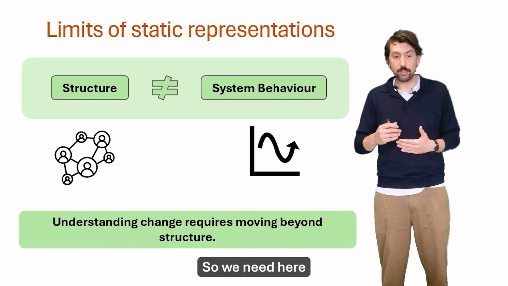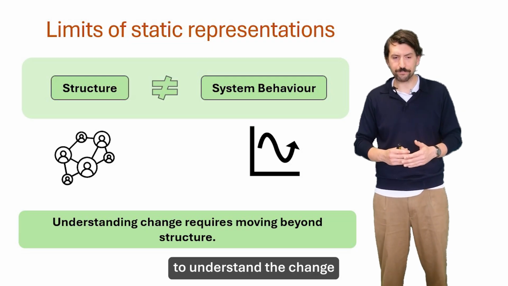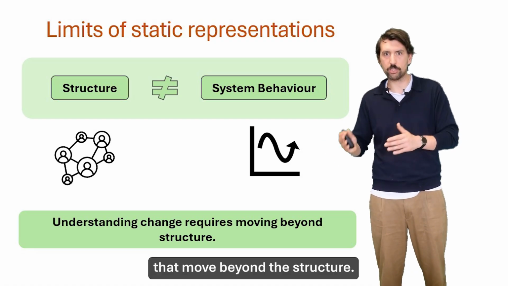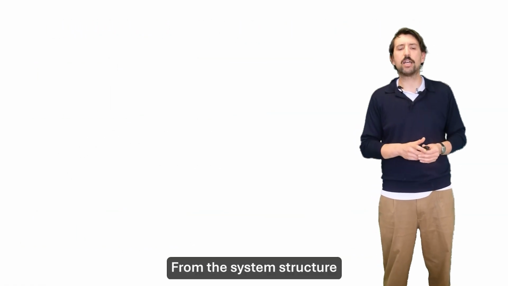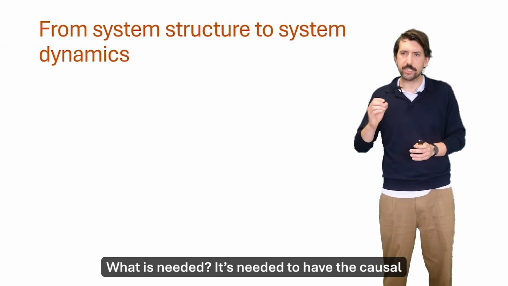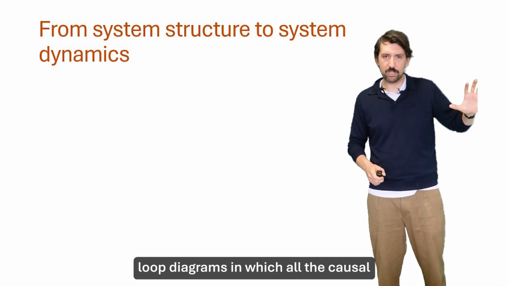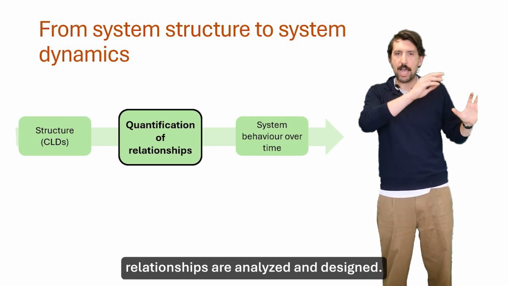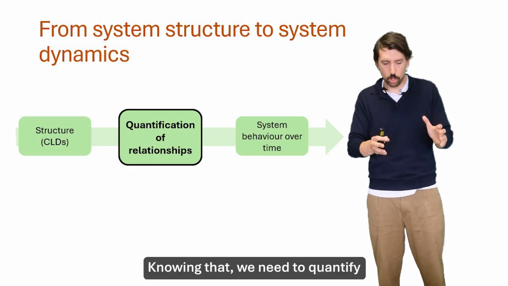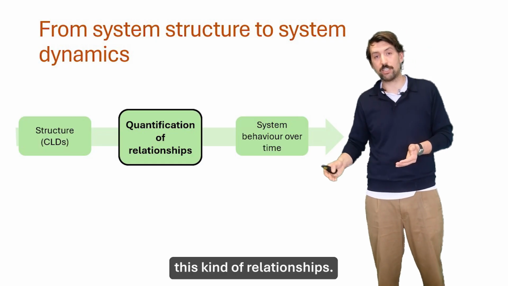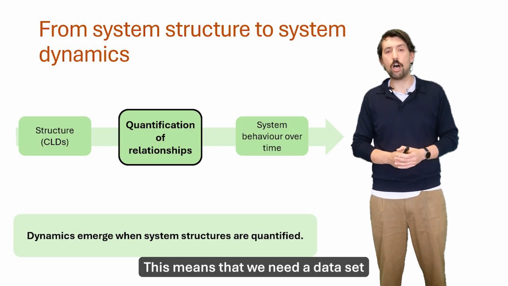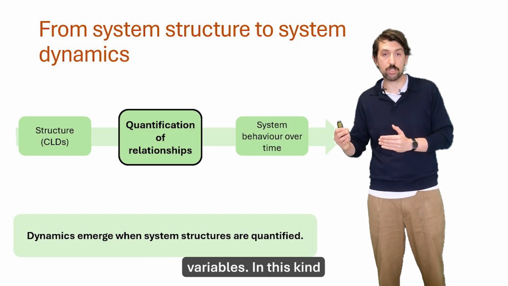How a variable influences another and is influenced by another variable. So we need to understand the change and move beyond the structure. From the system structure to the system dynamics, what is needed is to have the causal loop diagrams in which all the causal relationships are analyzed and designed. Knowing that, we need to quantify this kind of relationship. It means that we need a data set of influences among variables.